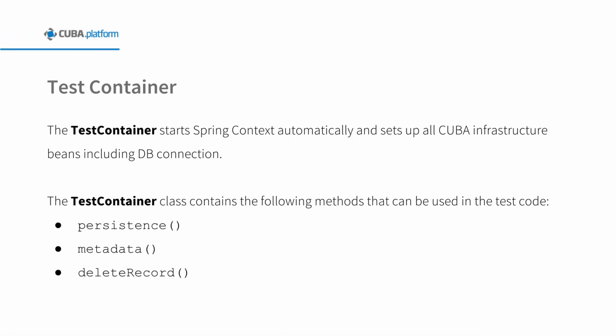The test container starts the application context automatically and sets up all CUBA infrastructure beans, including the database connection. The test container class contains the following methods that can be used in the test code. Persistence returns the reference to the persistence interface. Metadata returns the reference to the metadata interface.